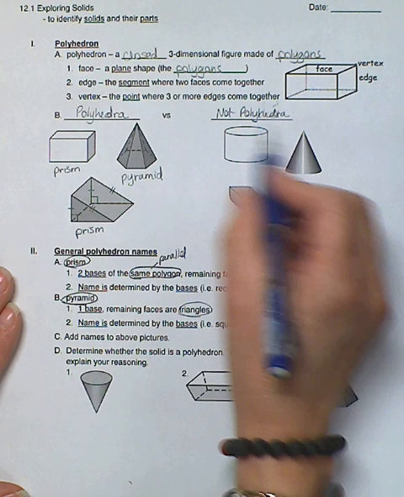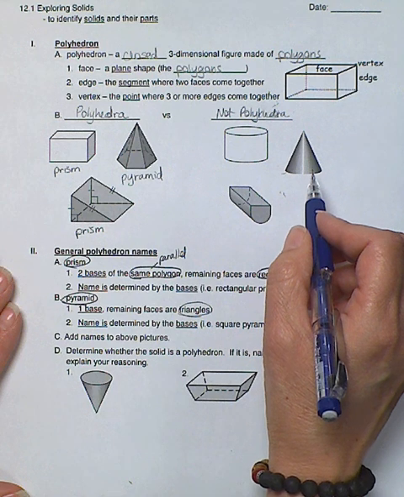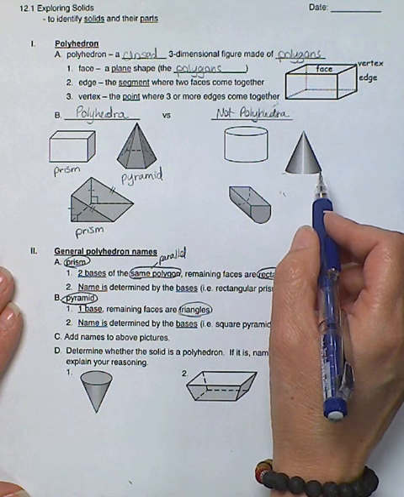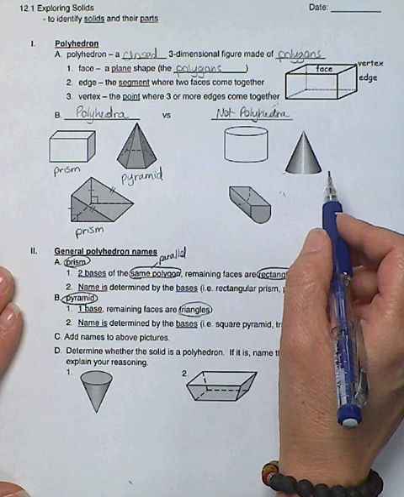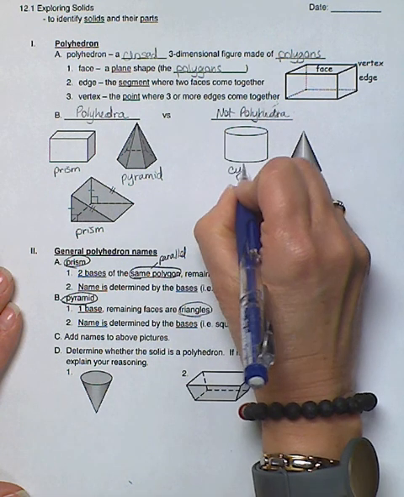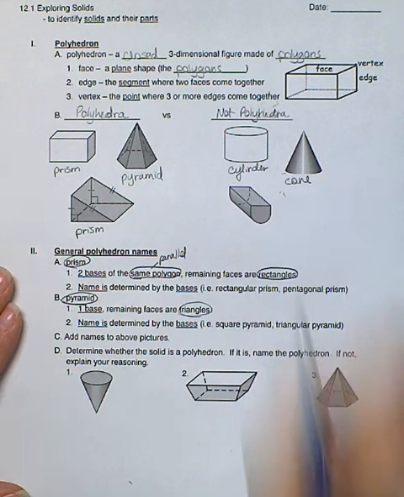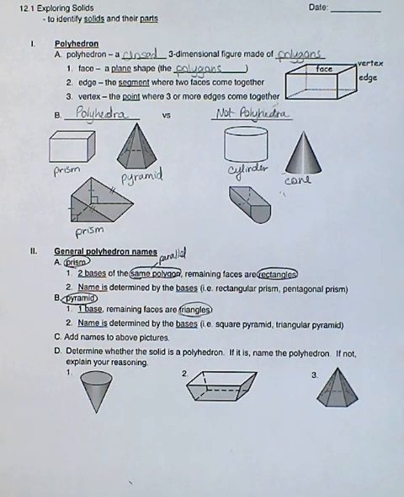Over here, these were not polyhedra. Doesn't mean they're not 3-dimensional figures. It does not mean they're not solids. It just means they have a different name and they don't fit under this category. So our first one here is a cylinder. Our second one is a cone, and we're going to learn about those later on in the chapter.